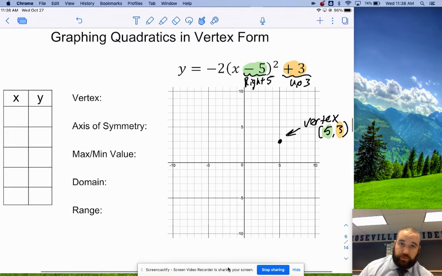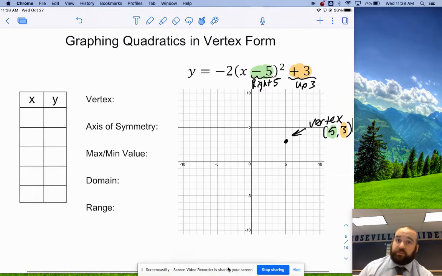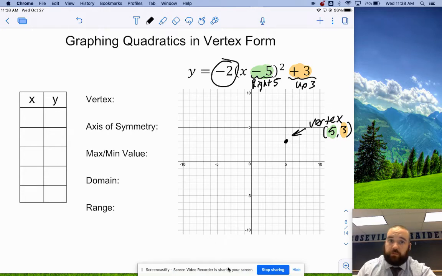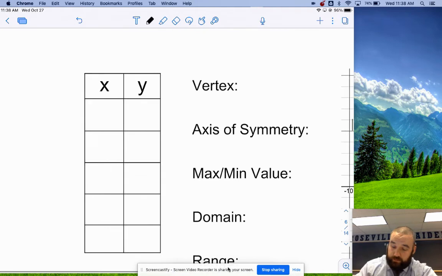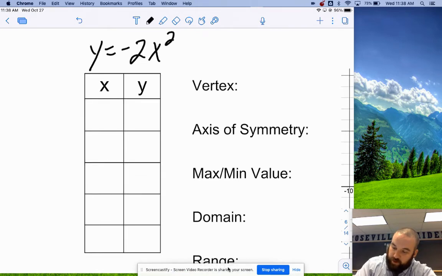Okay. Now, how do I get the rest of the graph? There are many ways to do this, and you are going to learn different ways from different teachers. This is the way that I like to do it. Okay. Since I've already taken care of the right 5 and up 3, I am just going to focus on this -2. Okay. So here's what I like to do. I'm going to make a table of values for the equation y equals -2 x squared. So I'm going to pretend like the right 5 and the up 3, the -5 and the +3, are not in this problem for right now.